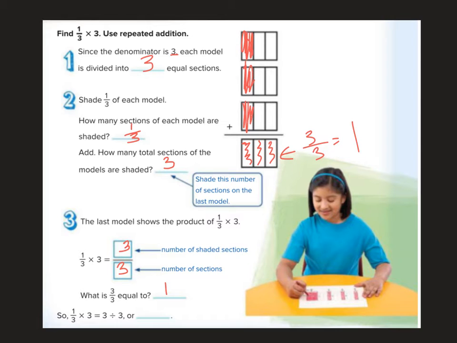So notice that follows the same rule we talked about yesterday. Here, I'm doing 1/3 times 3, which is the same as saying 3 divided by 3. And we know that 3 divided by 3 is 1. Okay, so that's kind of a nice little easy step in here. So let's keep going.